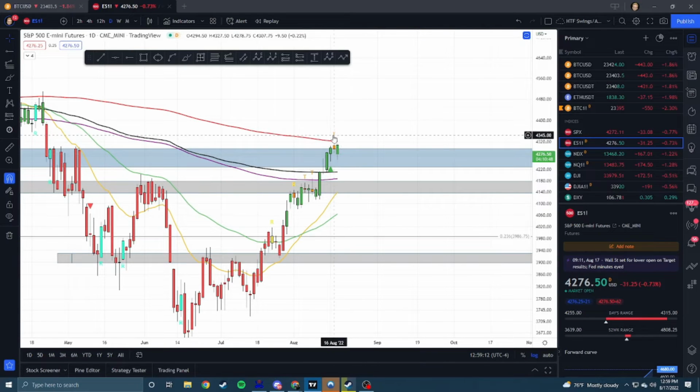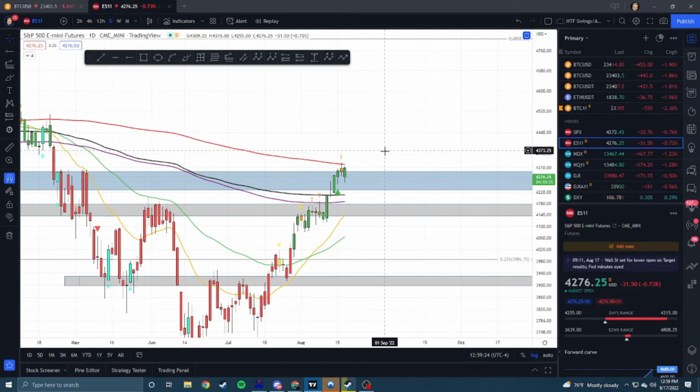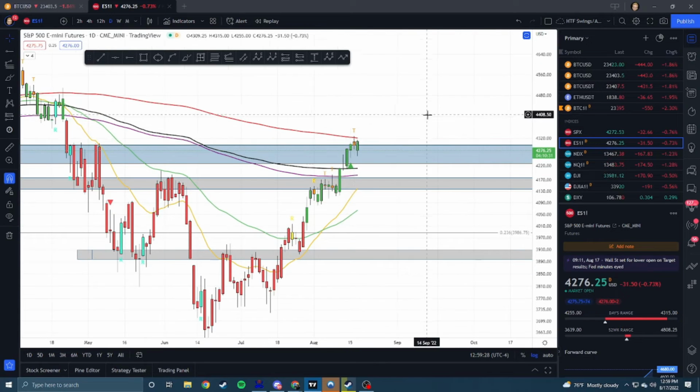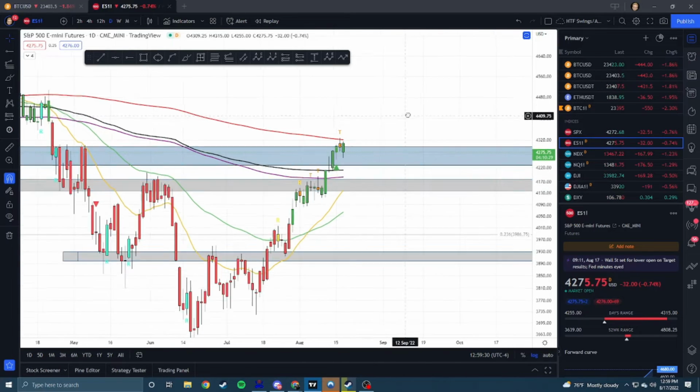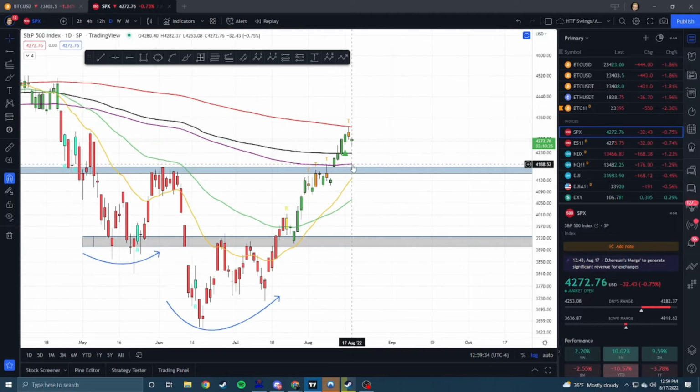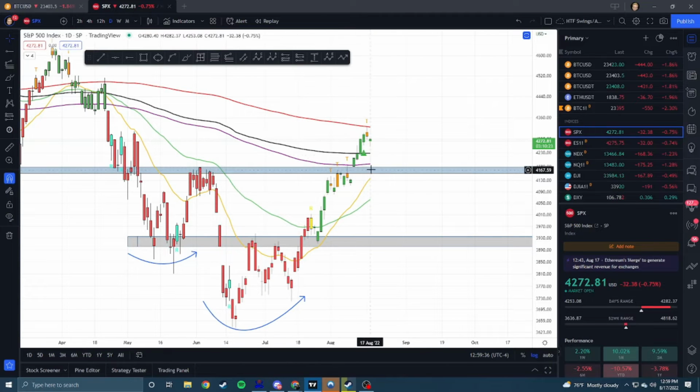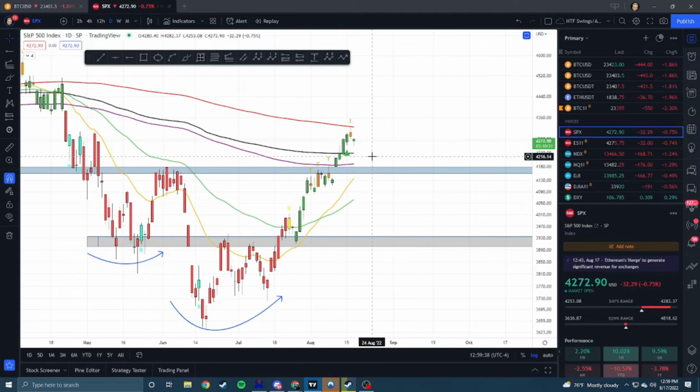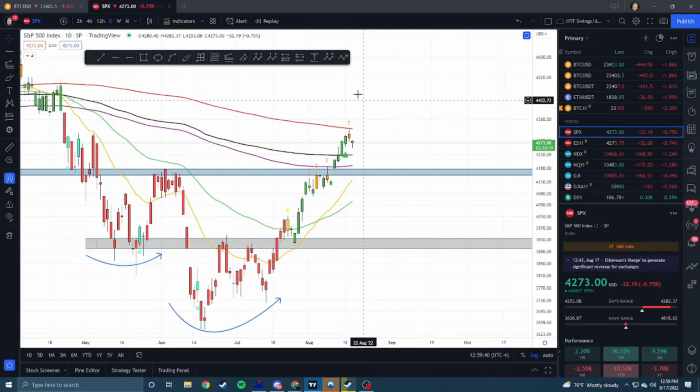The only resistance still in play is this dynamic 200 simple moving average, which is a very significant level to keep track of in traditional markets. Until we overcome this, I'm not saying that we're going to get a dramatic continuation on the S&P. But it's something to take note of, especially in the SPX, the fact that we have overcome significant resistance levels. So a little bit of a pullback is expected.